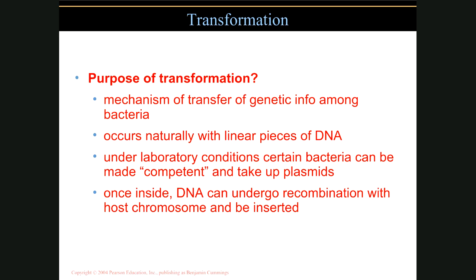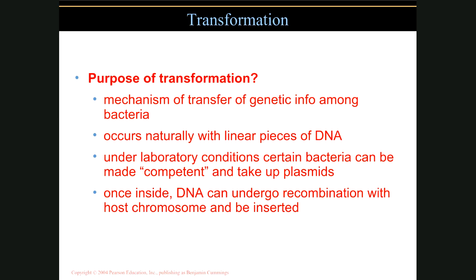And they do it with short linear pieces. But in the lab, we do not work with short linear pieces. We work with larger circular pieces of DNA called plasmids. And bacteria do not normally naturally absorb plasmids. They're too big, they're too difficult. So in the lab, we force the bacteria to absorb the plasmids. We do that by making them what's called competent. So a competent bacterial cell is capable of absorbing a plasmid.